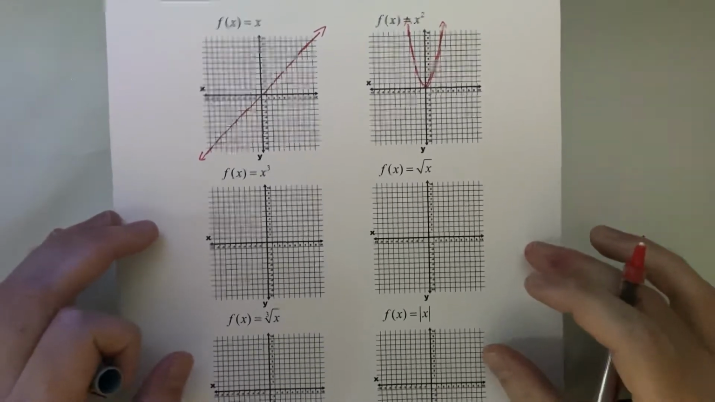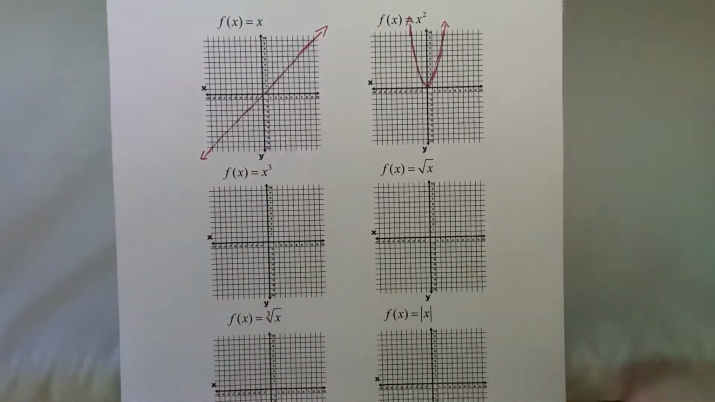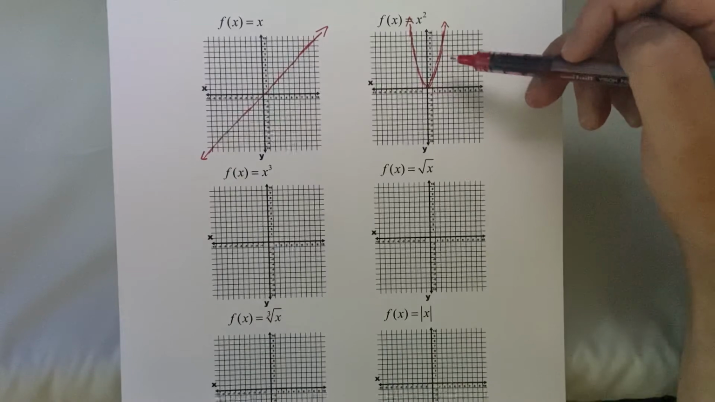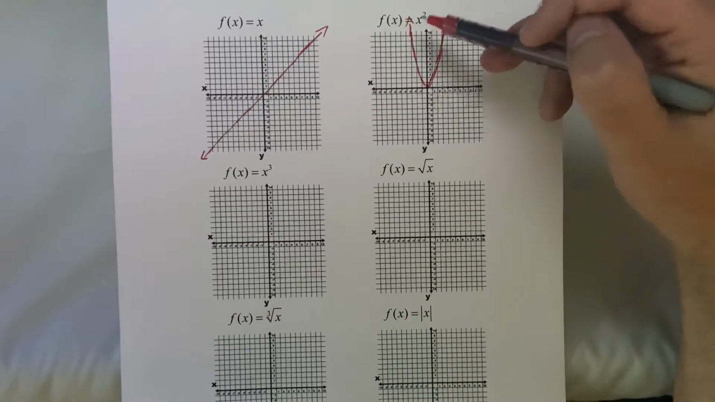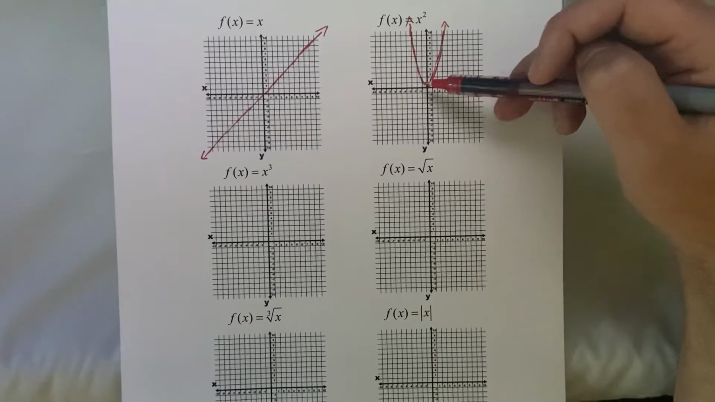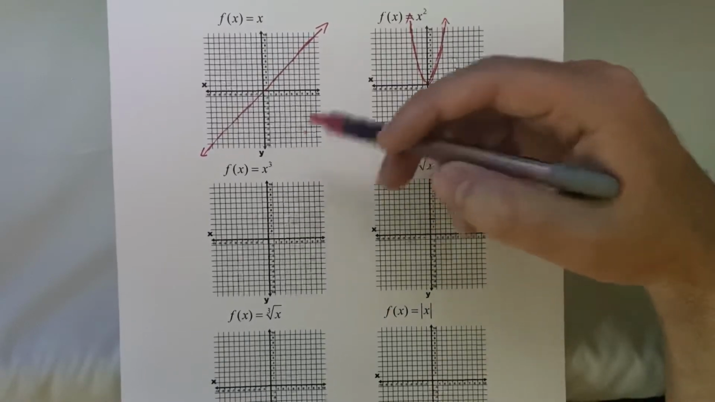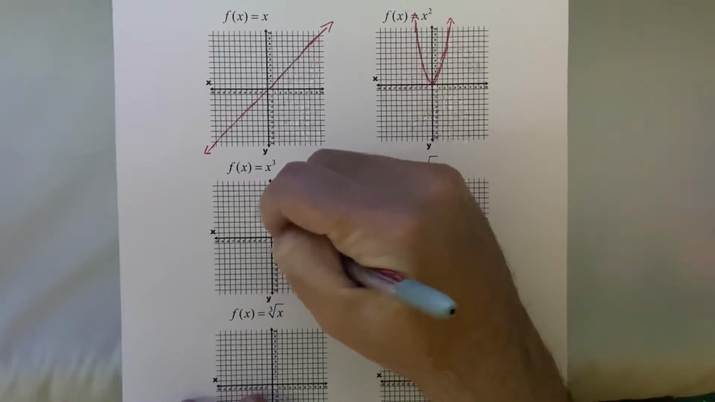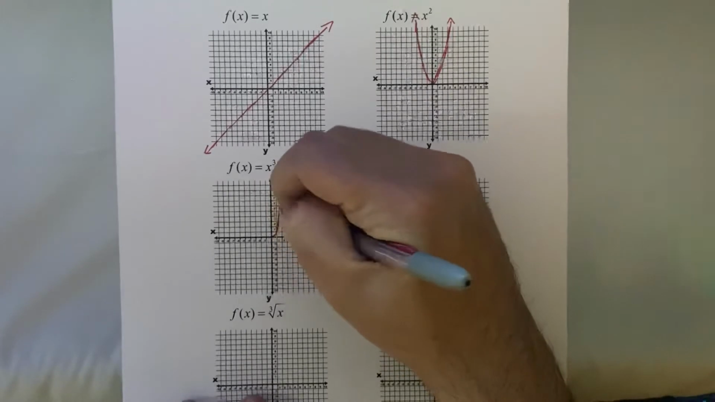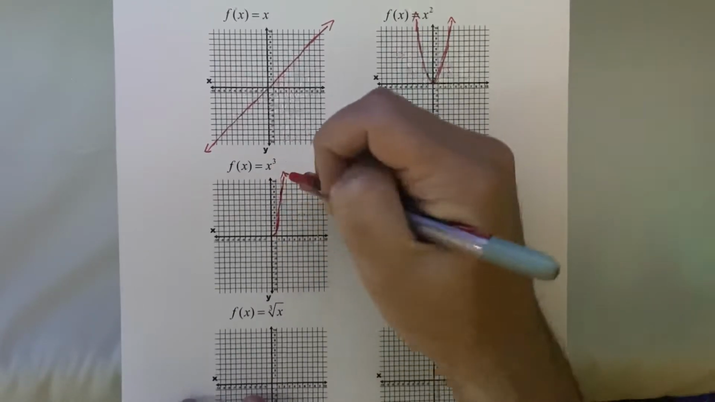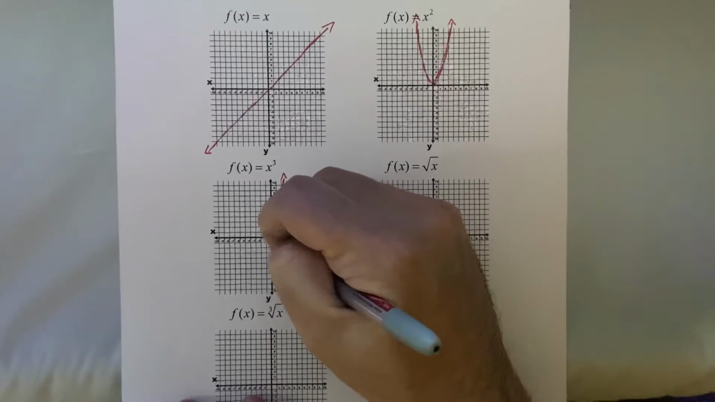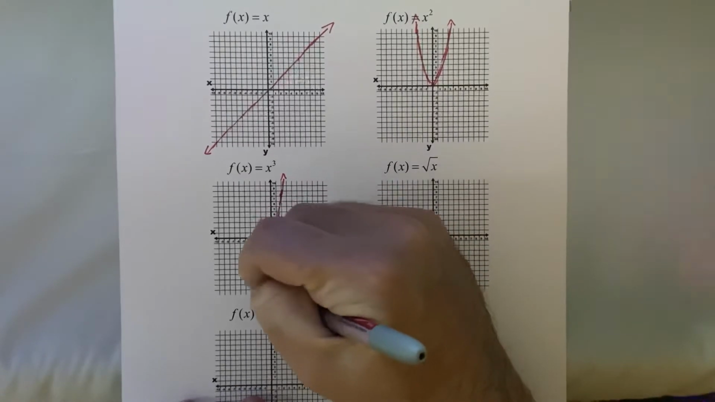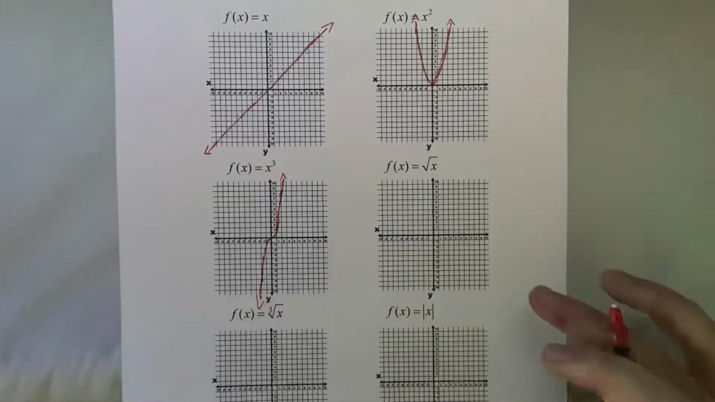f of x equals x cubed. So the thing about x squared is when you square a negative number, it becomes positive, which is why it has that shape where it's going up on the left. However, when you cube a negative number, it's still negative, and cubing generally makes it a little steeper than squaring. And instead of going up on both sides, it's still going down on the left side. Something like this.